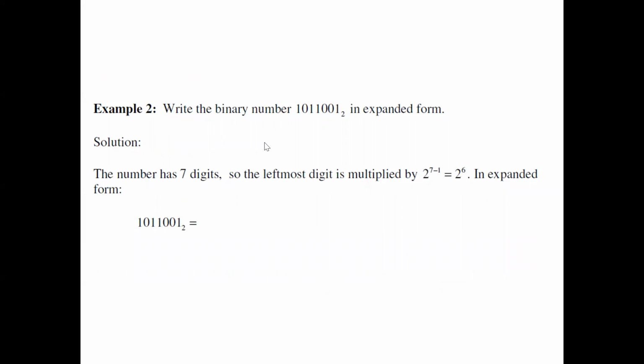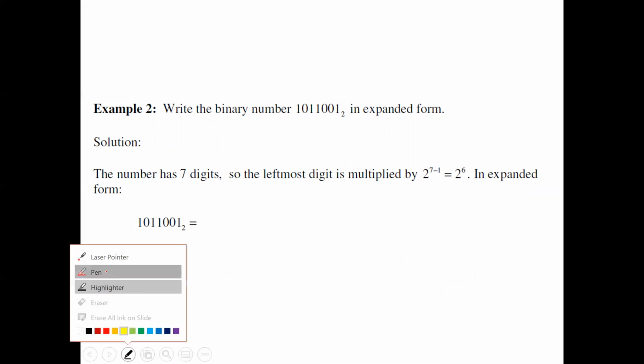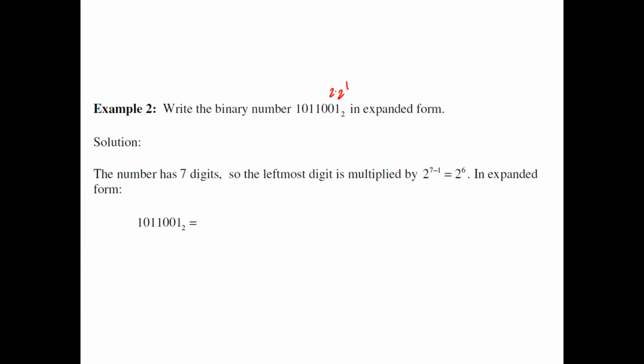So let's take a look at this example. I want you to write this binary number out in expanded form. First we need to talk about the positions. Remember, it's base 2. So you're going to have 2 to the 0, 2 to the 1, 2 to the 2, 2 to the third power, 2 to the fourth, 2 to the fifth, and 2 to the sixth.